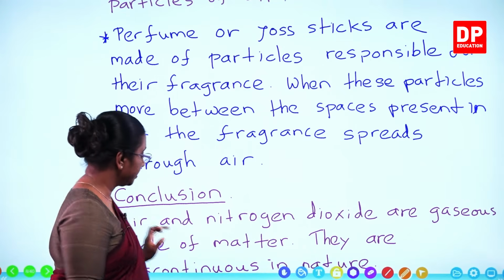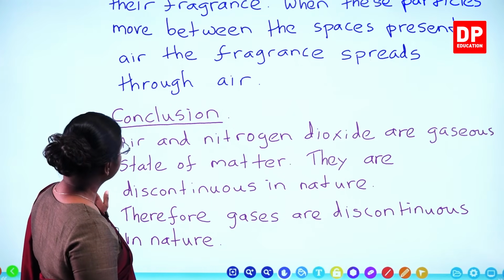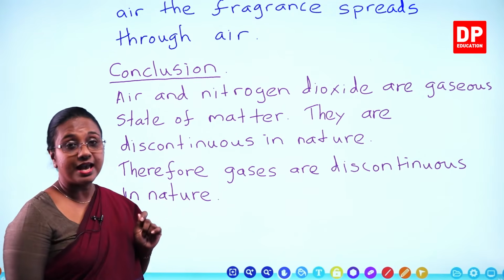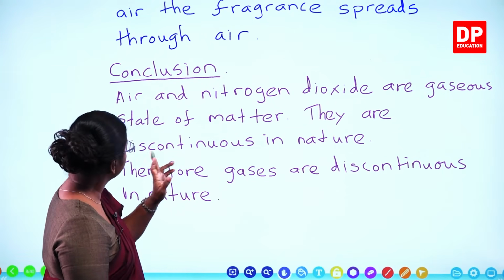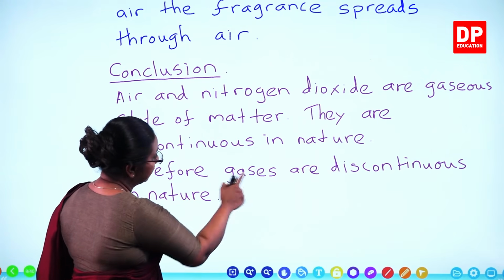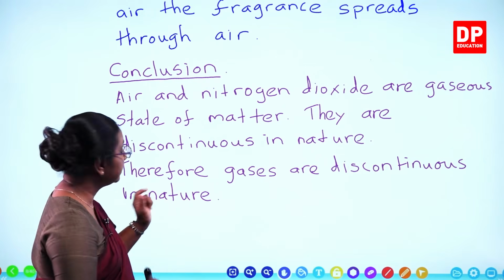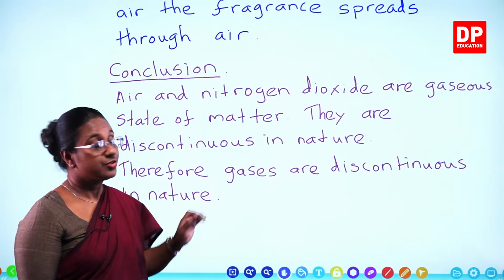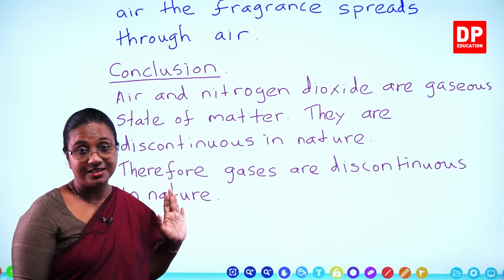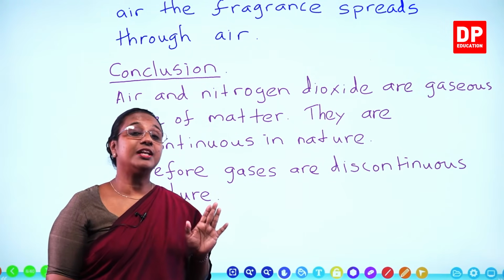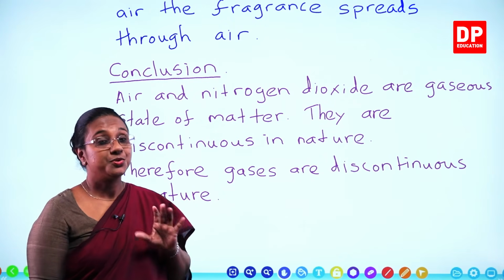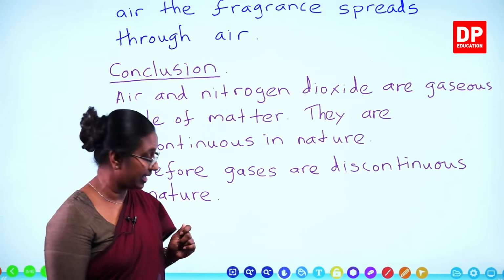So from that, students, we can conclude: air and nitrogen dioxide are gaseous state of matter. They are discontinuous in nature. Therefore, gases are discontinuous in nature. So that is the conclusion that we can get from this activity. I am sure now, students, you all can understand the discontinuous nature of matter well. So with that I will move on to the next slide.